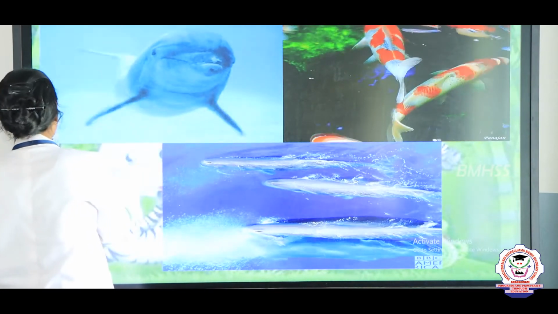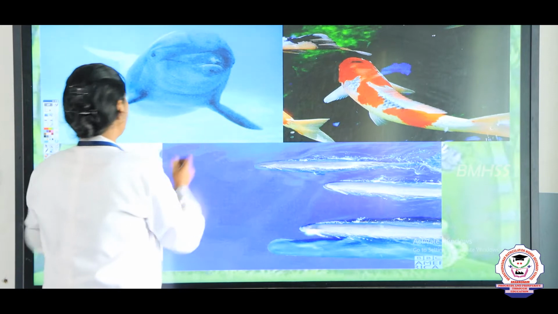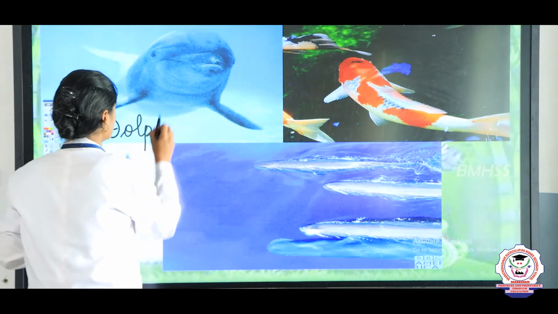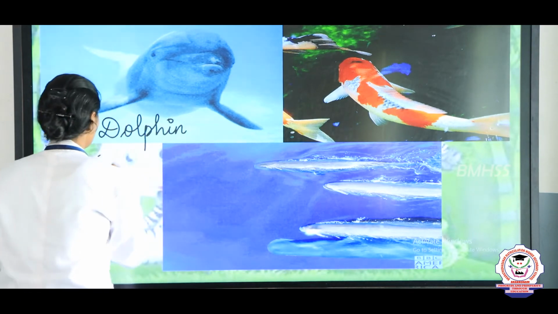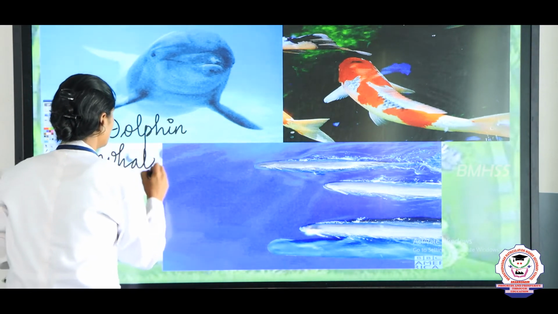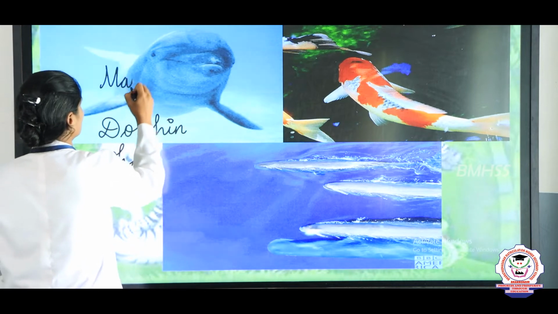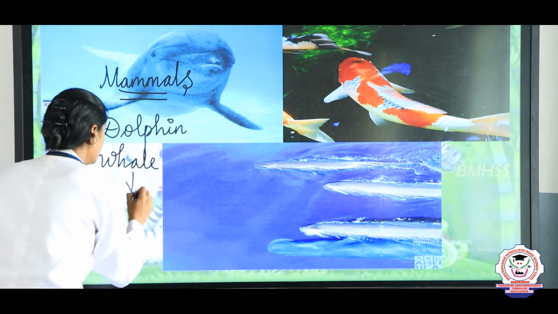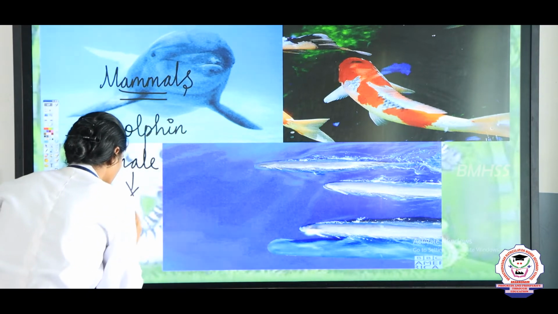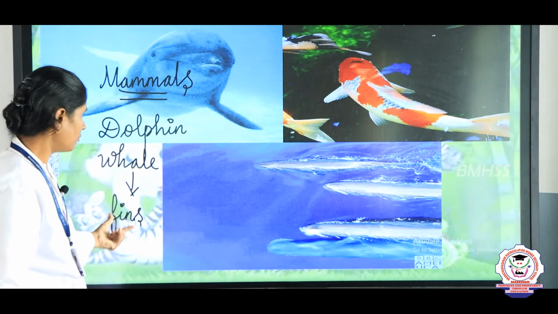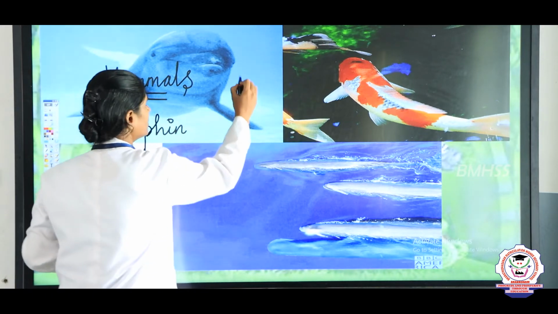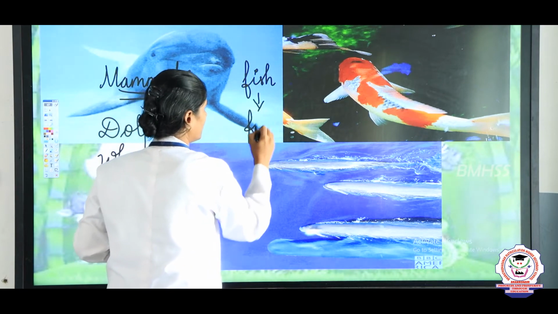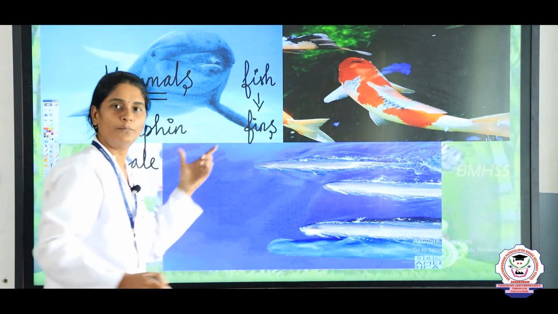Now, let us write. Dolphin and whale, they come under mammals. They move with the help of fin, and fish. Fish move with the help of fin. Using the fins, fish move, right.